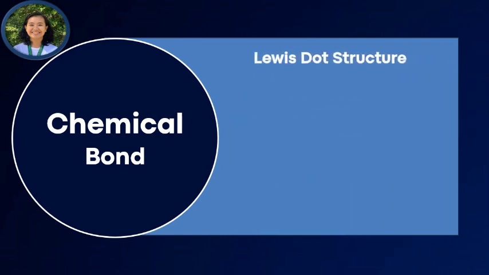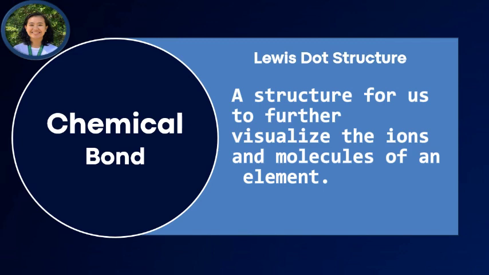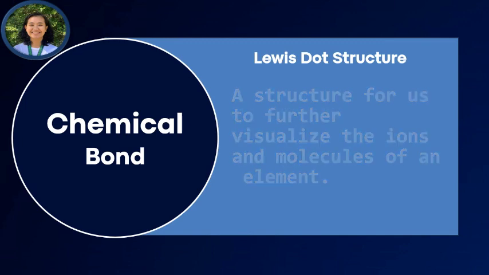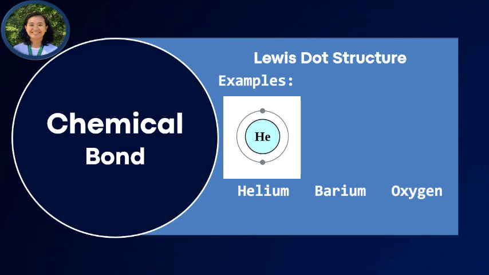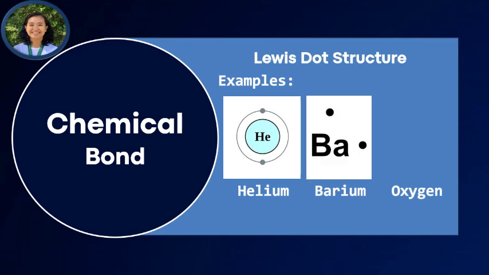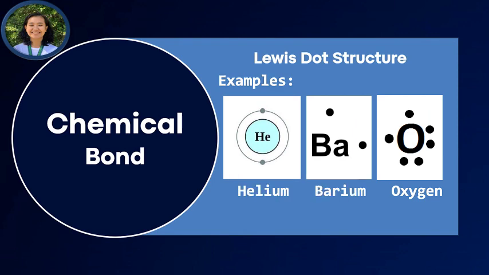For us to further understand the situation, let's have here the Lewis dot structure. As the name says, this is a structure for us to further visualize the ions and molecules of an element. We have here examples of Lewis dot structures of some elements: the Lewis dot structure of helium, barium, and oxygen, and there are many more. As you can see on the screen, class, there are 2 ways of writing the structure. It is either like this or the dots only, but still they are the same.